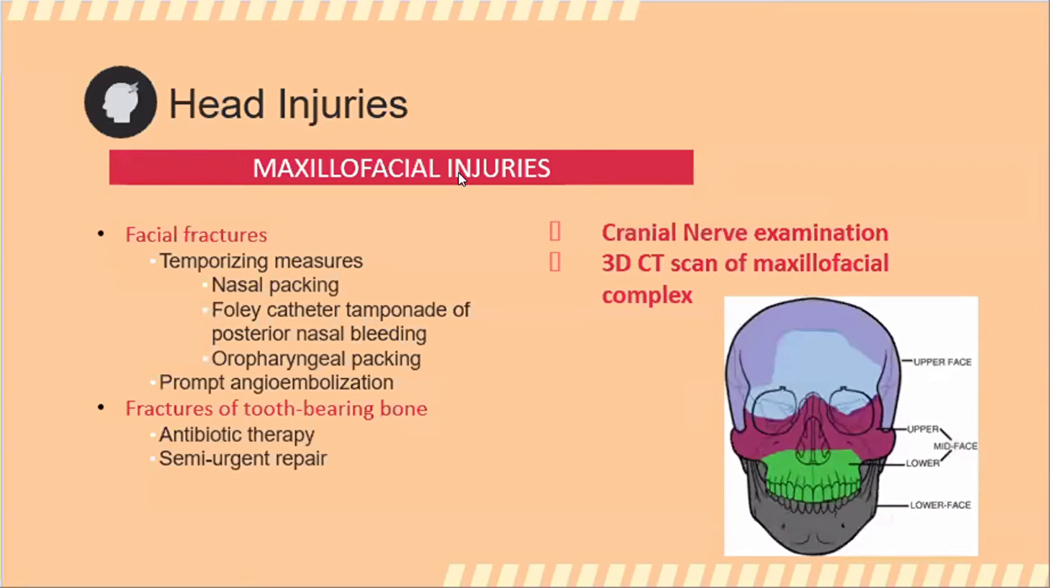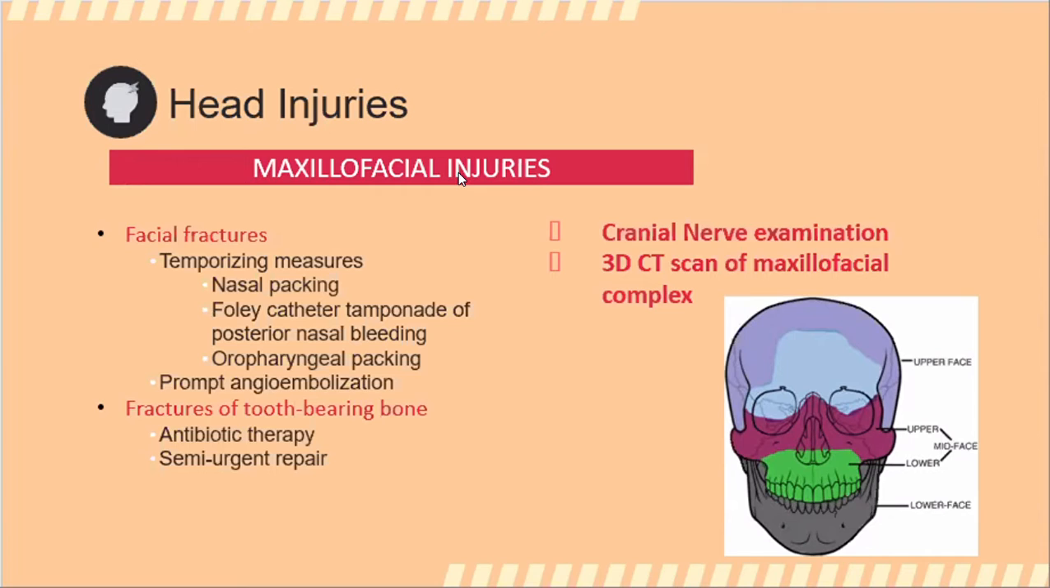Next, we have your maxillofacial injuries. When you encounter a maxillofacial injury, the first step that you must do is control the bleeding. So nasal packing. Usually we use either an operative sponge or polybag catheters. Inflate the balloon inside the nasal cavity for posterior nasal bleeding, and oropharyngeal packing.